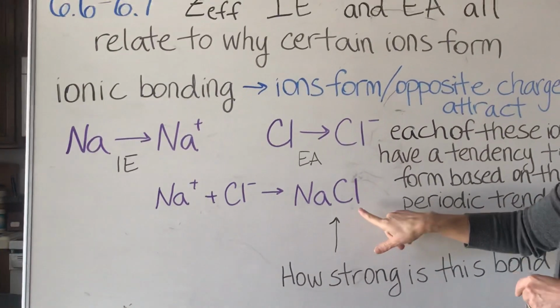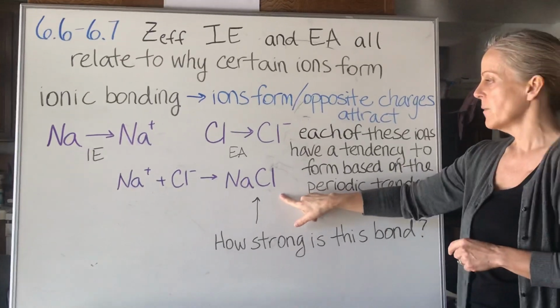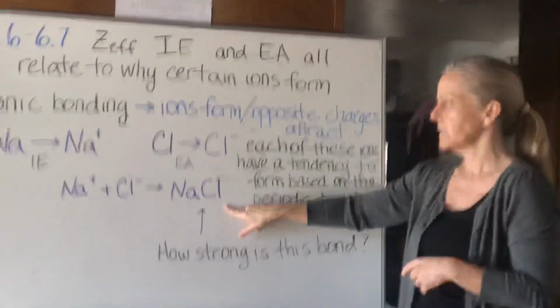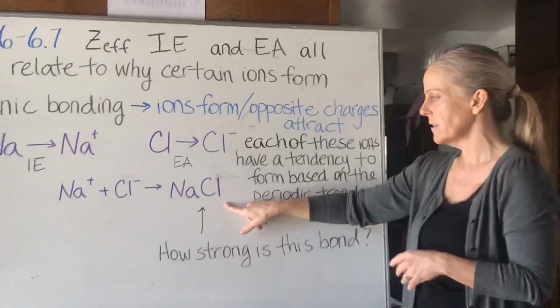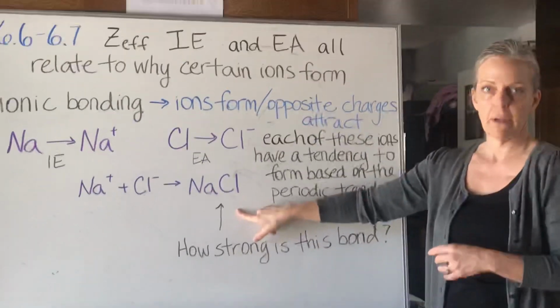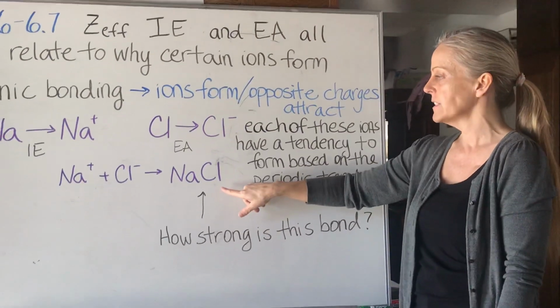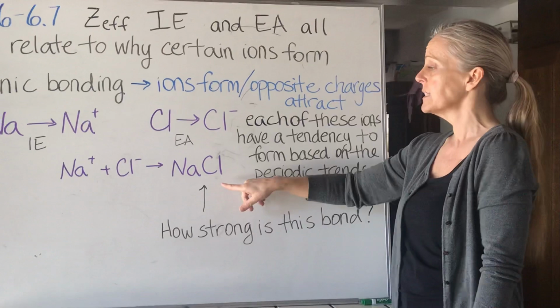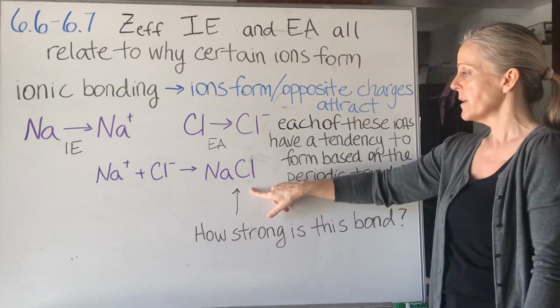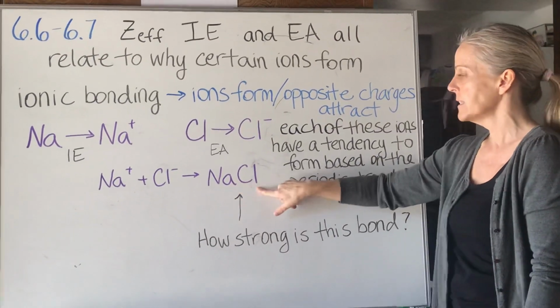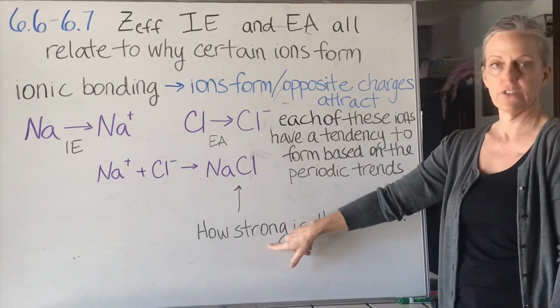So something else that we're going to talk about with these ionic compounds, and then when we get to covalent compounds, is how strong is this bond? So depending on if it's ionic or covalent, or even when it's ionic, there's certain properties to each one of these ions now that changes the strength of the bond.